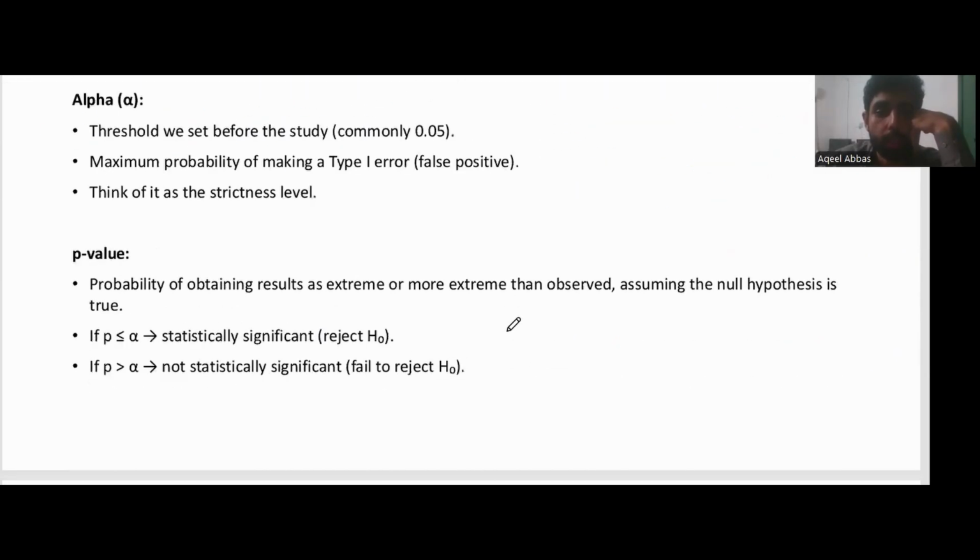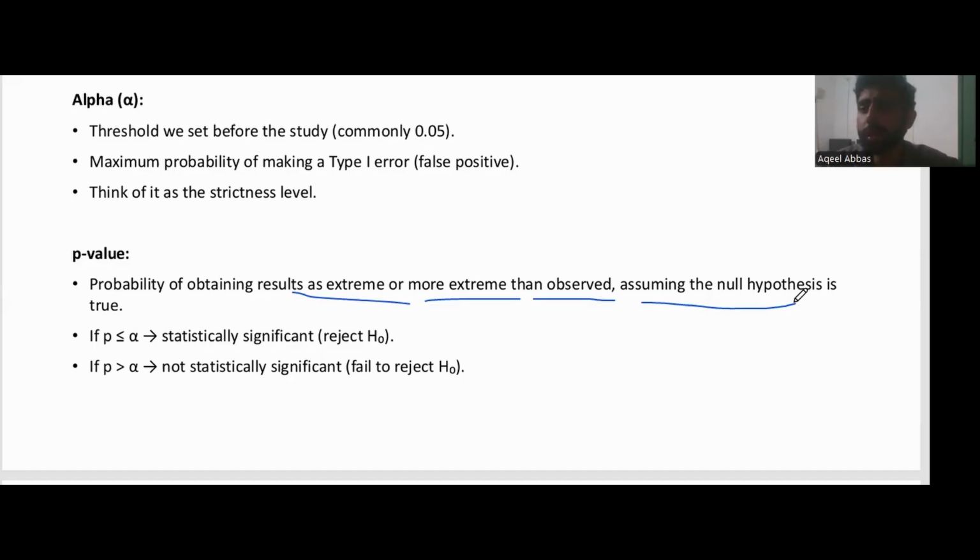So what is a p-value? A p-value is the probability of obtaining results as extreme or more extreme than observed, assuming that the null hypothesis is true. So what does that mean? If we assume that there is no difference between the height of girls and boys, and then we measure their heights, what are the chances that results as extreme as ours, which in our case is a difference of 1 foot, would come by chance? So what are the chances that a difference of at least 1 foot would come by chance? That is our p-value, and this is measured by tests of statistical significance.